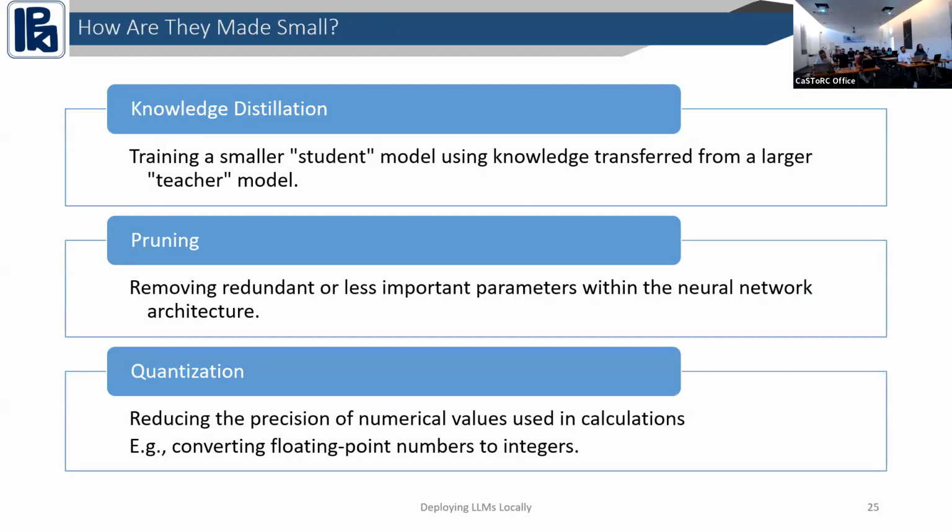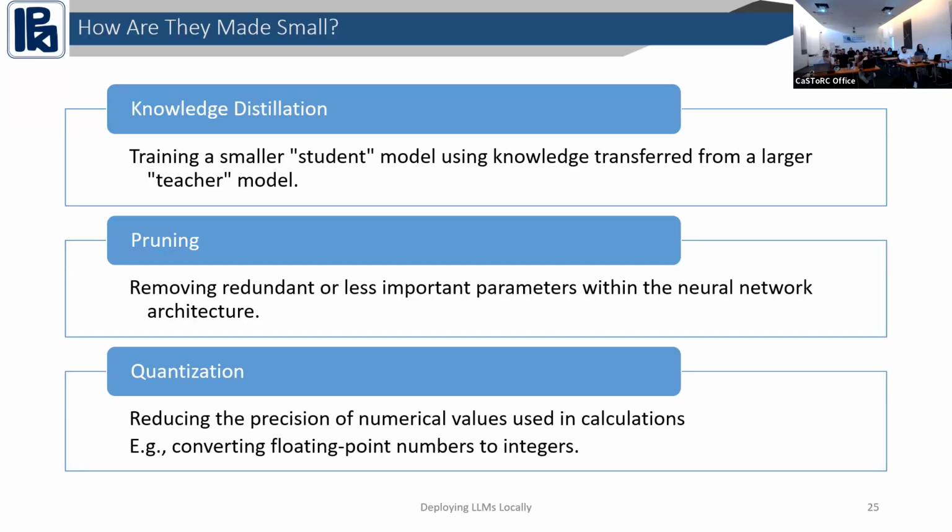And there are many methods of doing that. So the three that are worth mentioning are, first, knowledge distillation. So you have a teacher model, the foundation model, and then you have the student model, and some knowledge is transferred from the teacher to the student. You have pruning. So if you have less important weights and parameters in your network architecture, you just remove these. And then you have quantization.